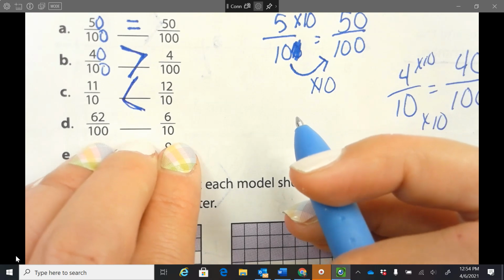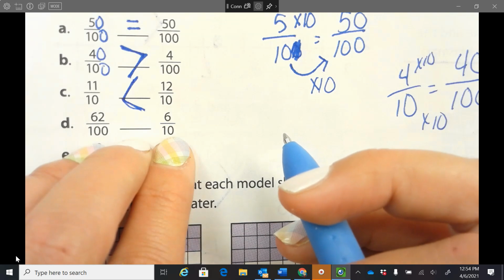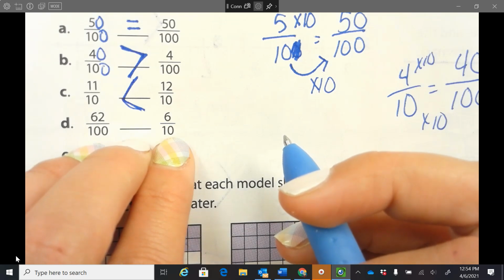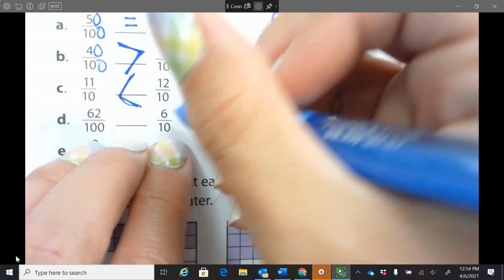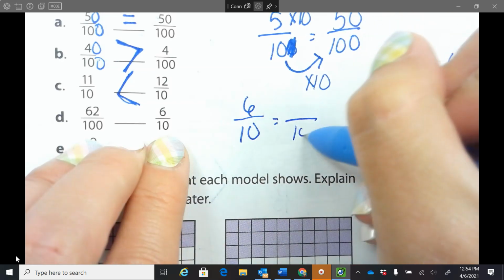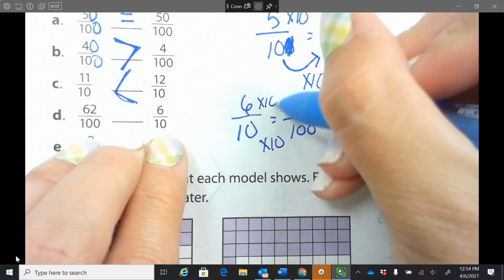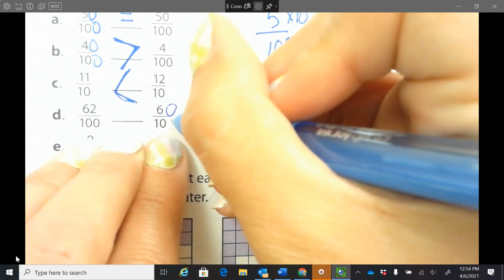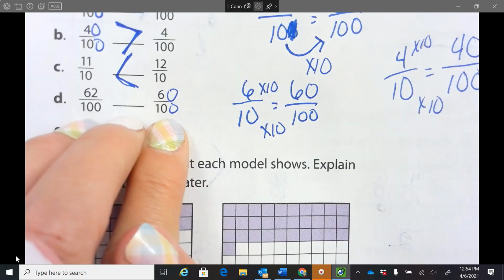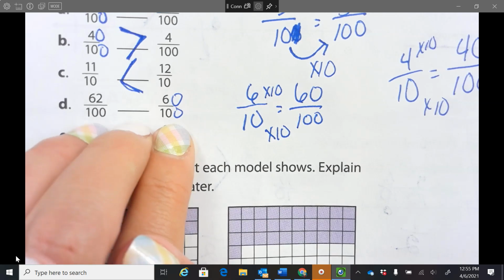Now we have 62 hundredths or 6 tenths. Okay. Well, let's change this 6 tenths to have a denominator of 100. We multiply by 10. We multiply by 10. That gives us 60. So, Gregory, which fraction do you see is greater? The 60 hundredths or the 62 hundredths? Yeah. Good job, bud.